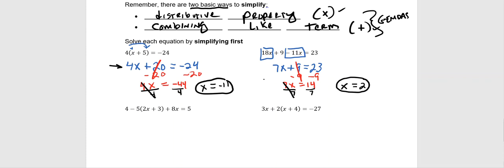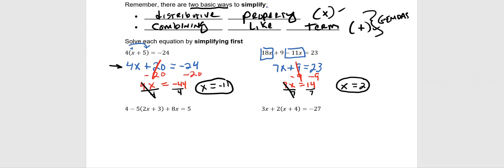So in both cases, I'm not taking the time to check, and that is a very valuable step for you to take. So I'll encourage you to do that on your own. In this case, you just substitute the 2 anywhere where there's x, and you just follow GEMDAS to see if the equation works out to be true.